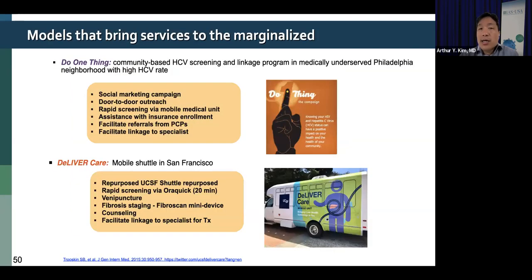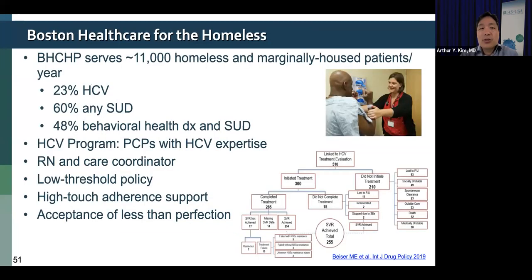Other models that have been deployed include in Philadelphia, Stacy Truskin and others worked via mobile medical unit, social media, door-to-door outreach to try to enhance hepatitis C linkage to care. Another great model by our friend Jennifer Price in San Francisco repurposed a shuttle that can go around and do rapid screening via an oral test for hepatitis C, and then do testing via blood, do a FibroScan mini device actually on the van for individuals, and then counsel, and then link to care. Other models are working on these mobile care models that can then enhance treatment.